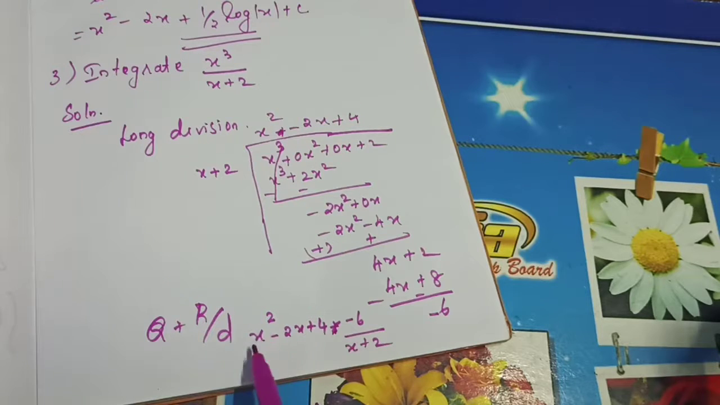That is x square means x power 3 by 3, minus 2 into x square by 2, plus 4 into x. Minus 6 you can take outside, and 1 by x plus 2 integrates to log of modulus of x plus 2. So finally you will get that. Understand, students? I hope you can complete it. Okay.